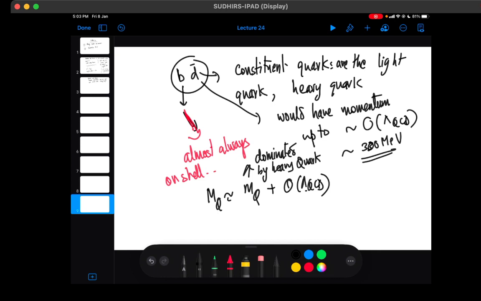So this reminds us of the hydrogen atom.